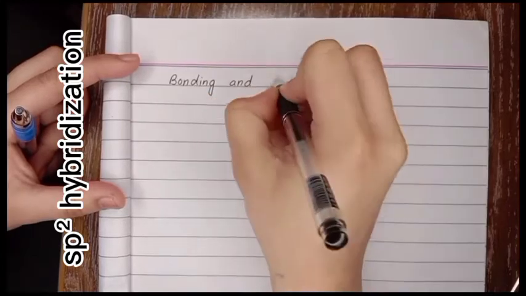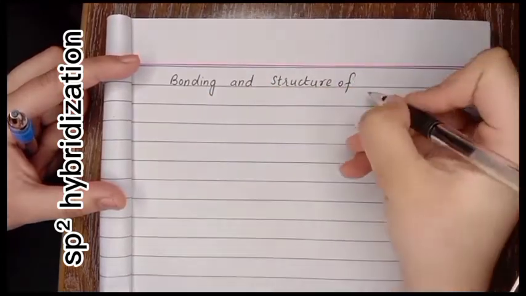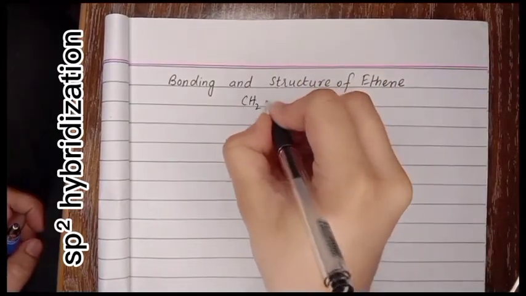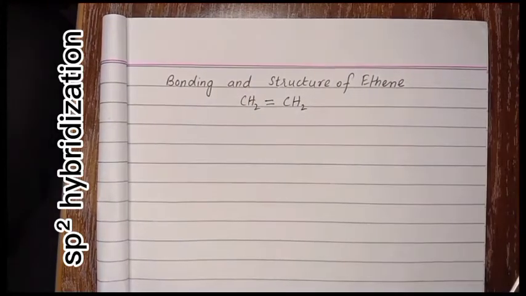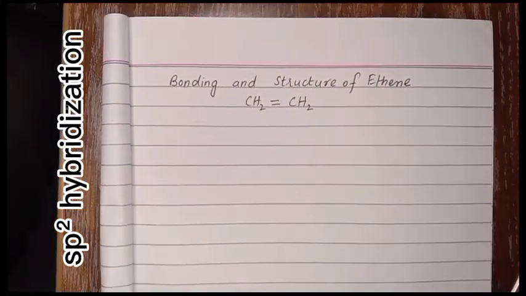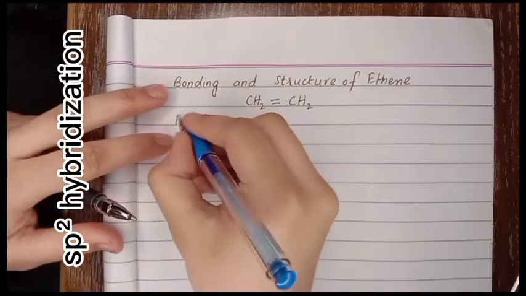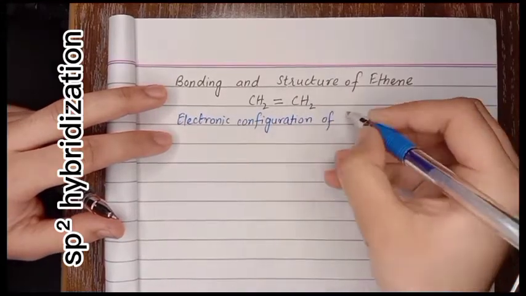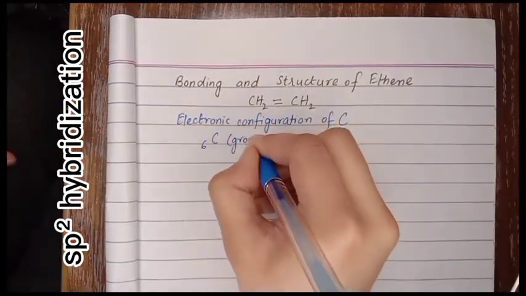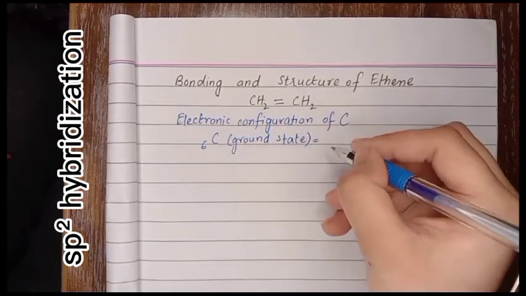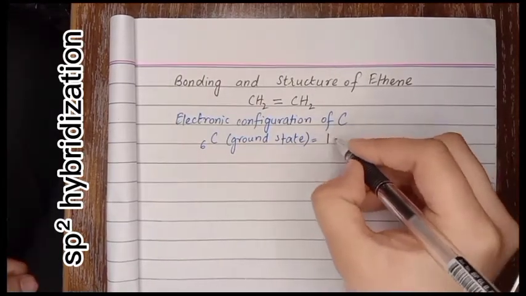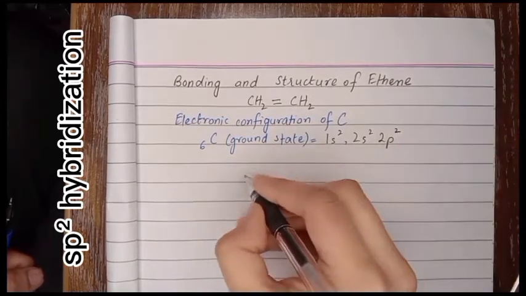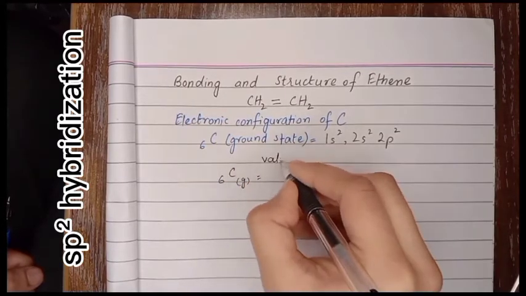Another great example in which sp2 hybridization is observed is the structure of ethene. Again, the electronic configuration of carbon is needed here because the hybridization will occur in the carbon atom, and then there will be overlapping between the carbon orbitals and the two carbon atoms. So we will see how this happens. The ground state electronic configuration of carbon is 1s2, 2s2, 2p2, which means in the excited state, one electron will jump into the vacant orbital, and then the hybridized state will come.